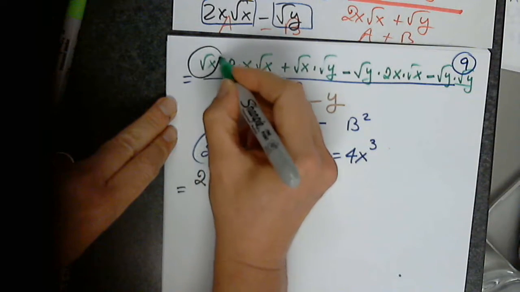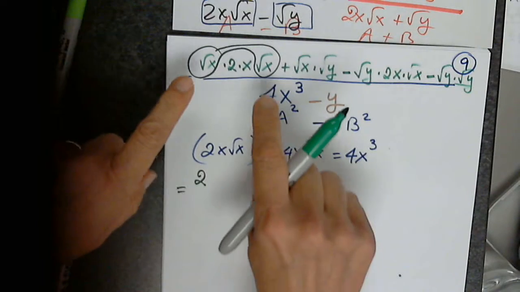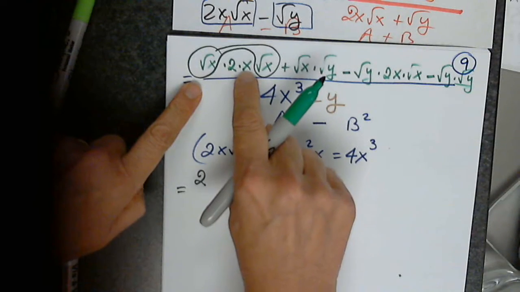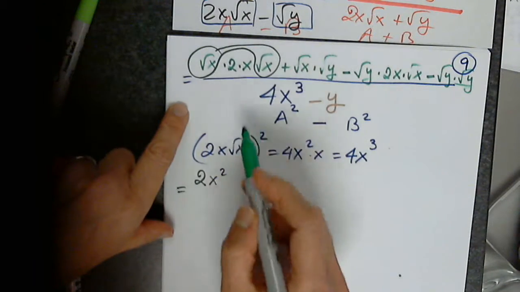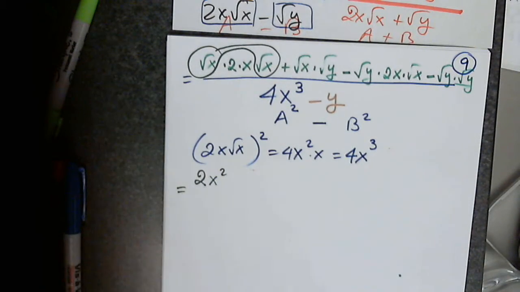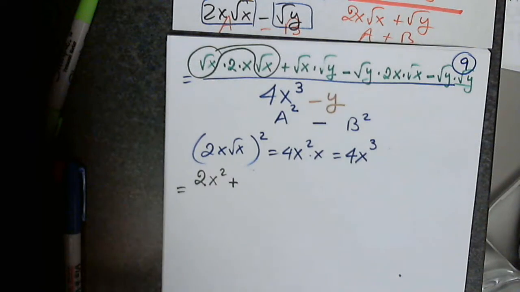But when I multiply the square root of x by the square root of x, what do I get? X times this x. Very good. So the first term was simplified to 2x squared. Plus, let's see what I simplify the second term to.